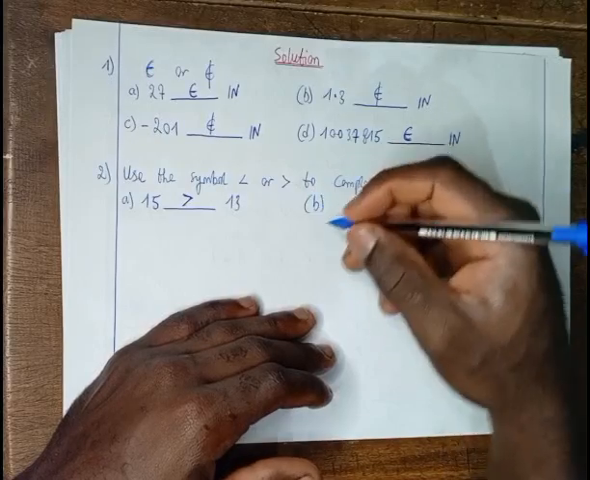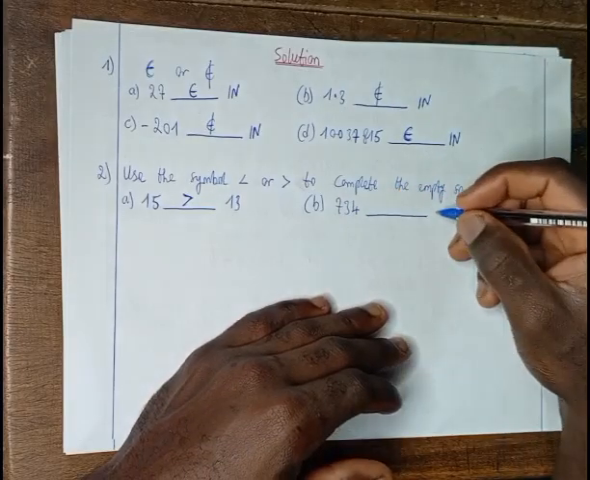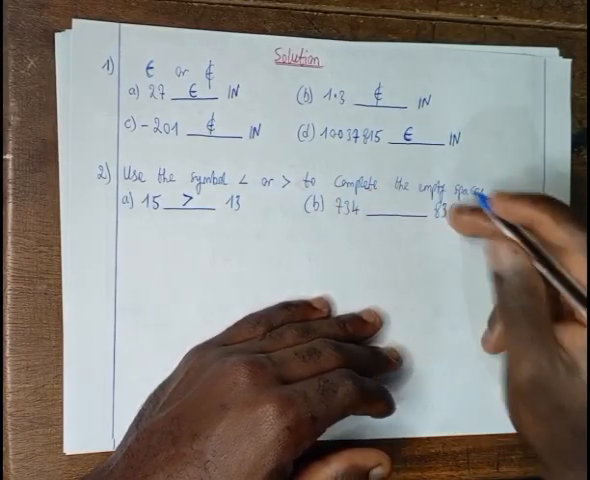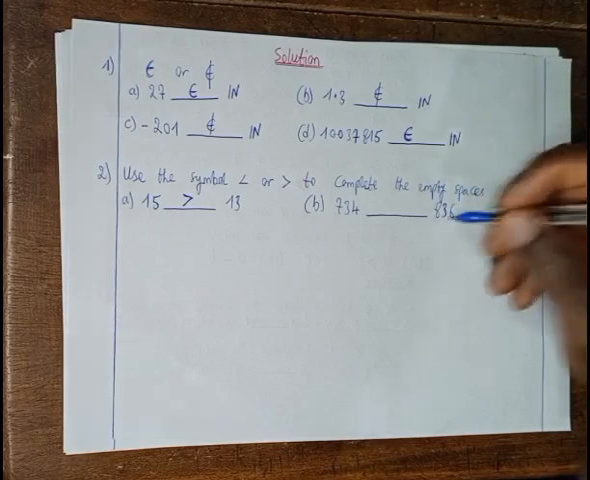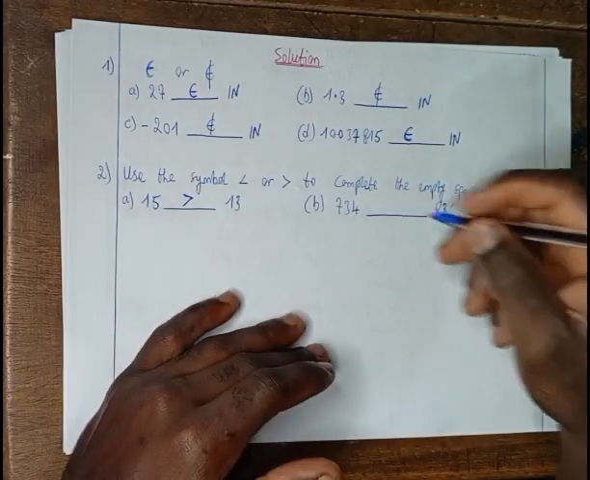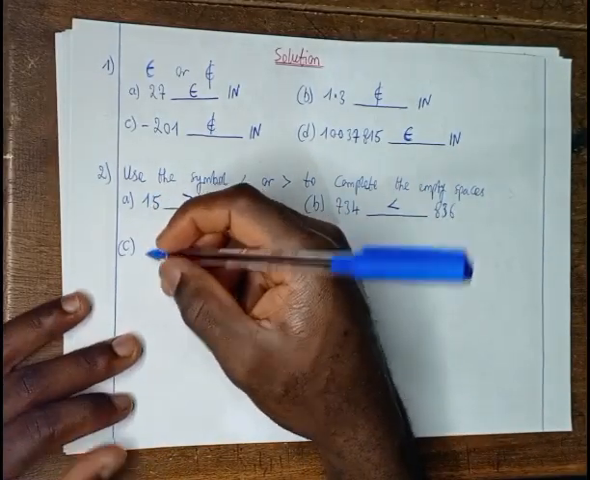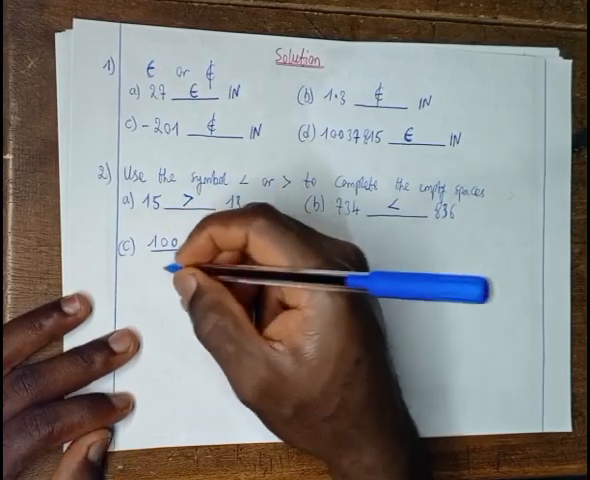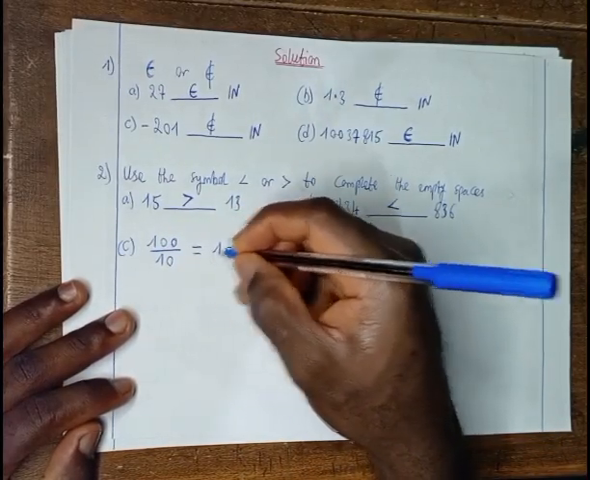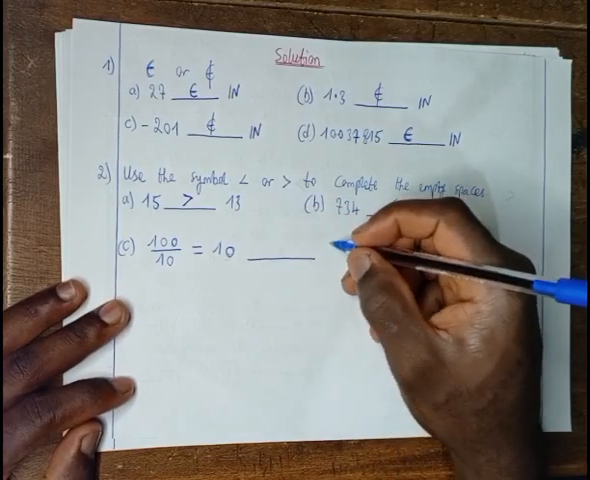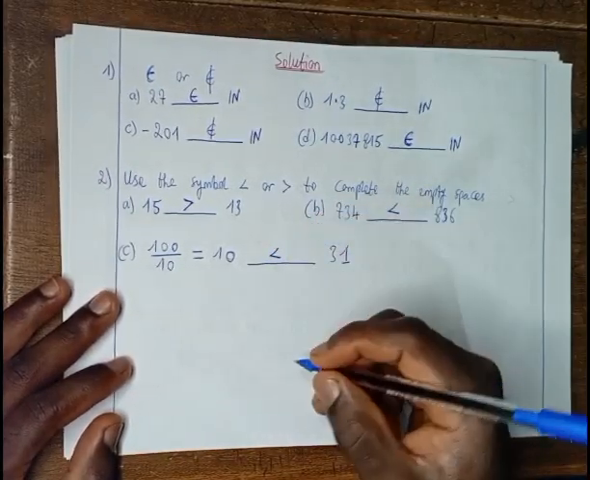For B, we have the numbers 734 and 836. You know 734 is less than 836, because on the number line, 734 is to the left of 836. So we are going to make use of this first symbol, less than. For C, we have the number 100 over 10. We have to simplify. 100 divided by 10 will give us 10. Then we have the empty space. We have the number 31. We know 10 is to the left hand side of 31, so 10 is less than 31.